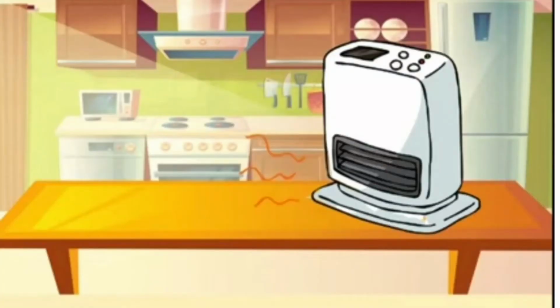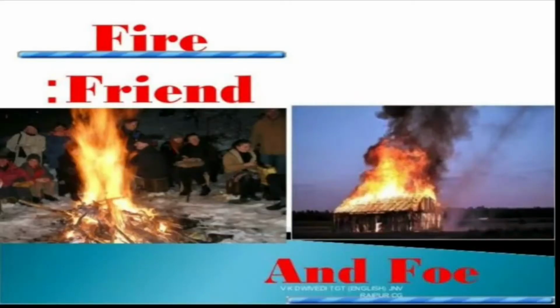Now in the fourth paragraph, they have said that fire is a good servant, but it is a bad master. Yes, children. The meaning of this sentence is, when fire is under our control, when it listens to our orders, then it is a very good servant.